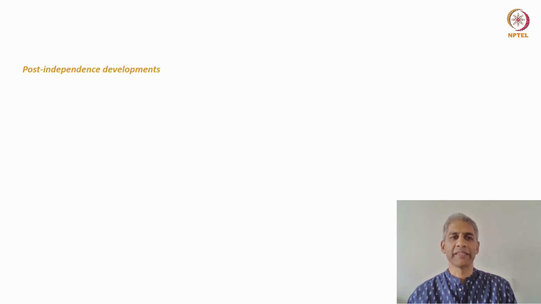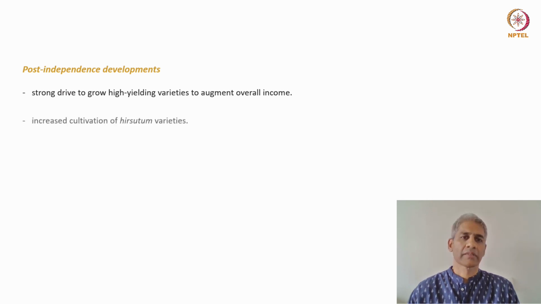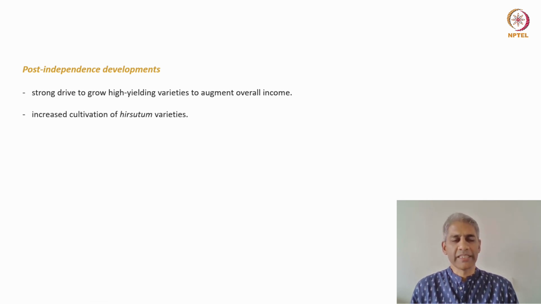And then post independence, the government kind of continued with this program. So there was a strong drive to grow high yielding varieties of all crops, not just cotton. One was because we needed to grow more food for a burgeoning population. And the other was that farmers could also get more income if they're growing more cash crops on their farms. And so, with relation to cotton, the government also concentrated on the cultivation of hirsutum varieties, which is this long staple cotton.